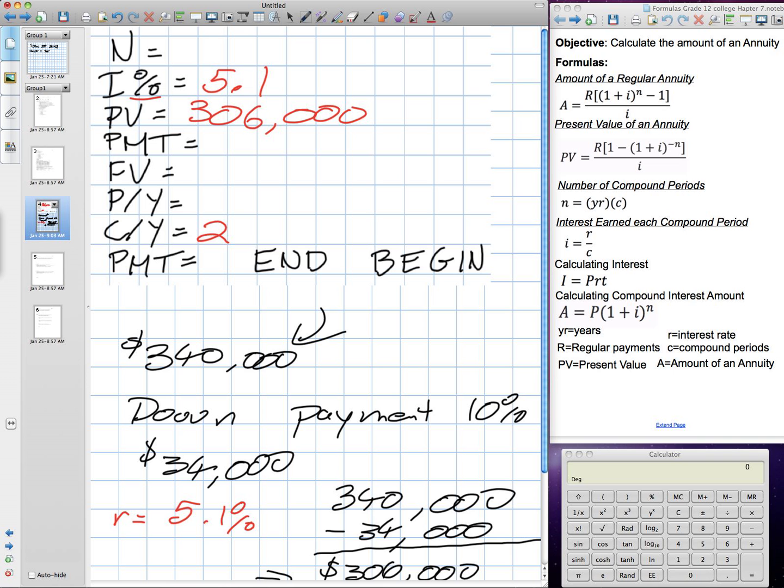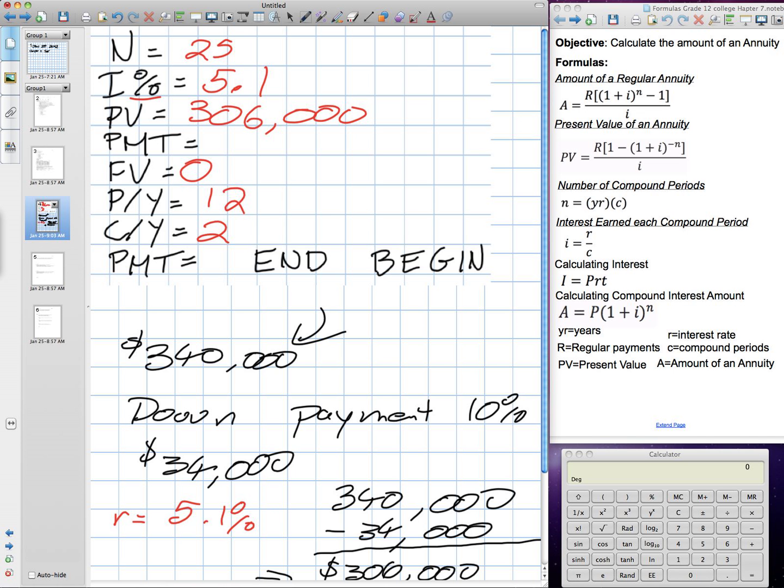Everyone read the bottom of the question? It says they're making monthly payments. 12. So the PY and the CY are two different numbers. Okay? It always changes. You'll have to fix it again. So your payments per year are 12. Compounding periods per year is 2. Future value we don't care about. Okay? It's going to be 0. We'll talk about that. And N.